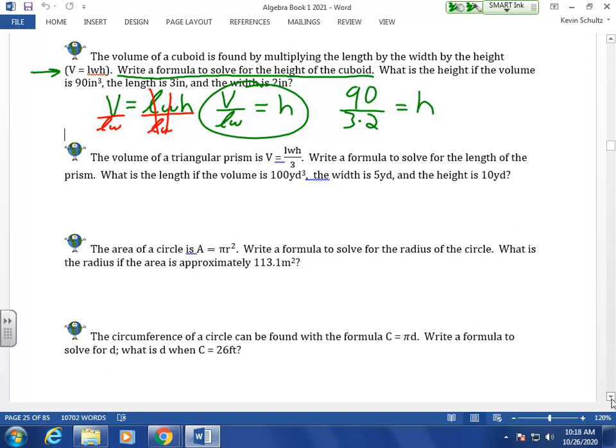And what does the height end up being here? Anybody? Or just Caleb? 15, right? 90 divided by 6, the height is going to be 15.